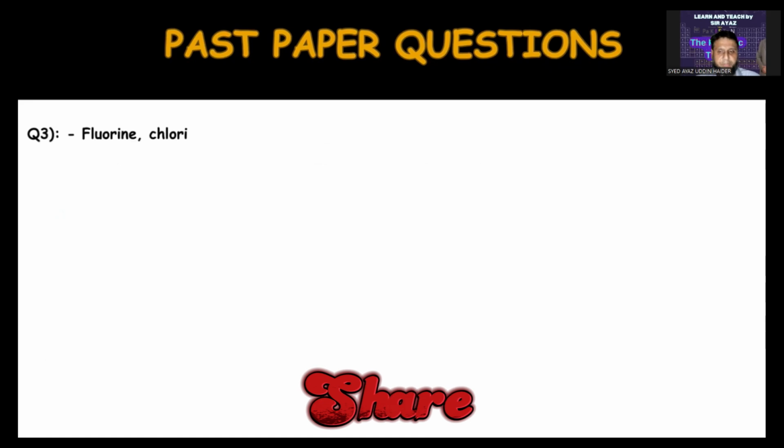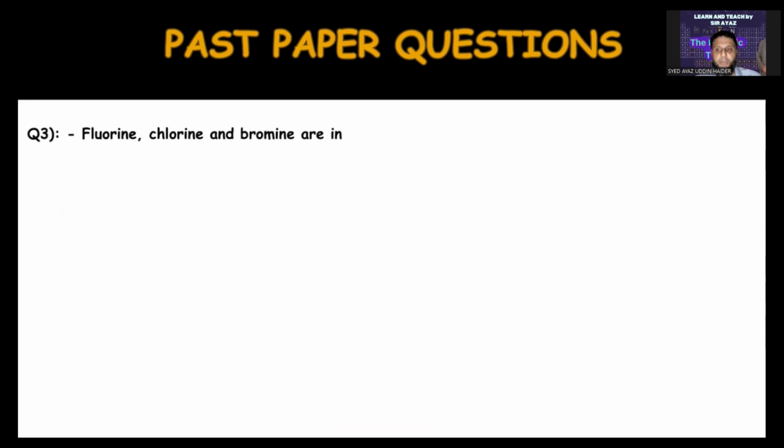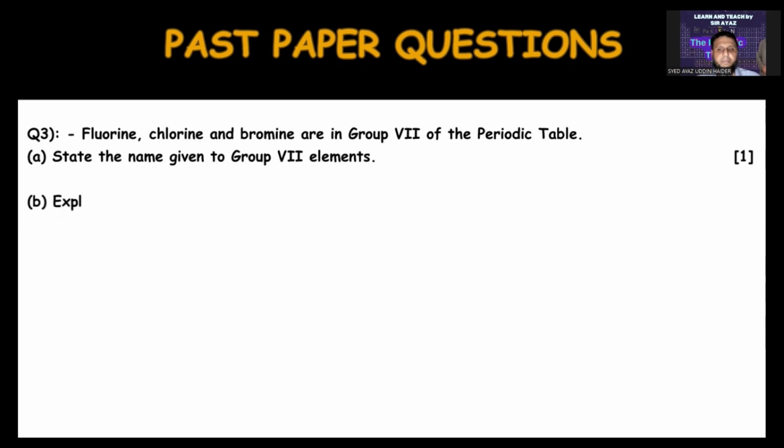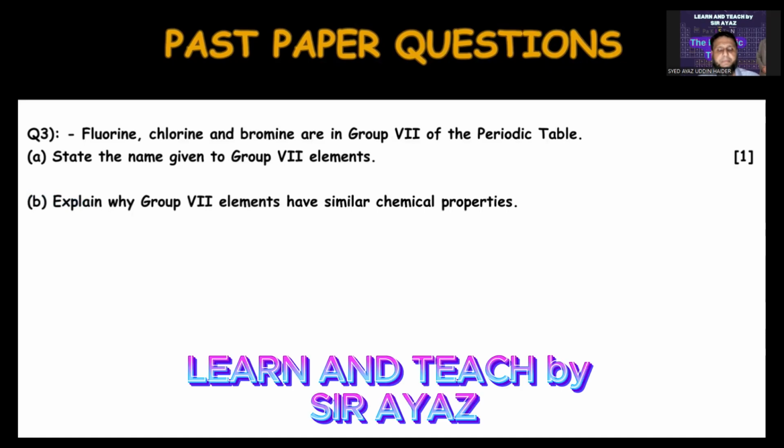Moving to the next question, that's question number 3. Fluorine, chlorine, and bromine are in group 7 of the periodic table. Part A, state the name given to group 7 elements. Part B, explain why group 7 elements have similar chemical properties. Both of these questions are of 1 mark.